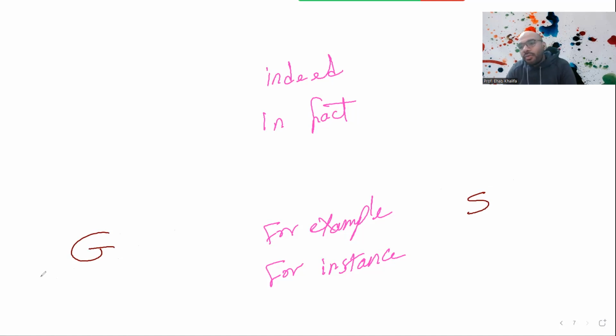Here I have the states, and here New York.